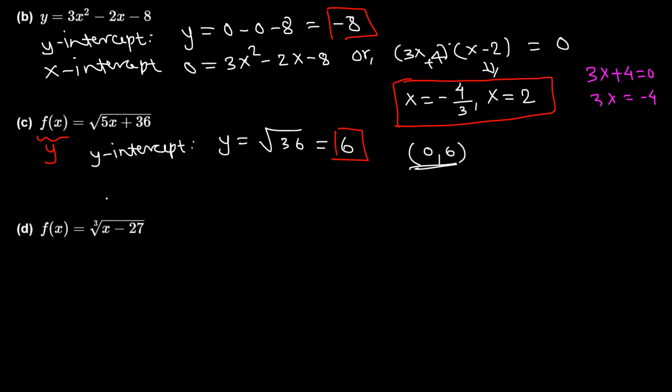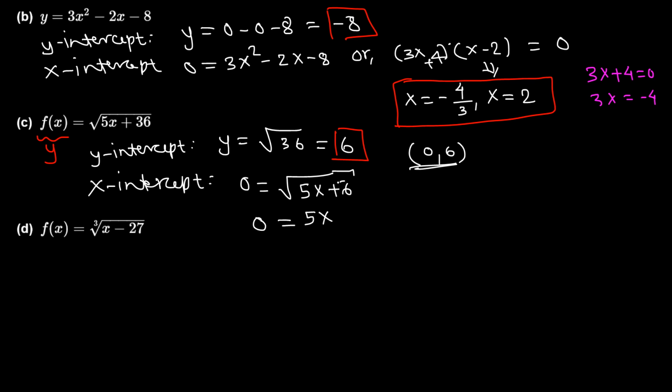Okay, let's find the x intercept. We set y equals 0, or the function equals 0, that means 0 equals the square root of 5x plus 36. Now we need to solve this equation for x. So here is the square root. To get rid of this square root, we square both sides. So we get 0 equals 5x plus 36.